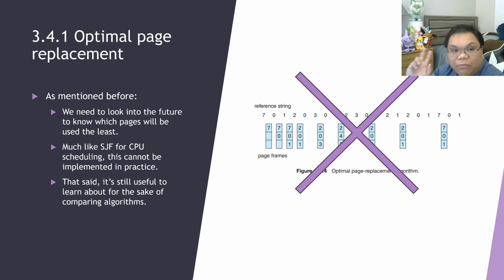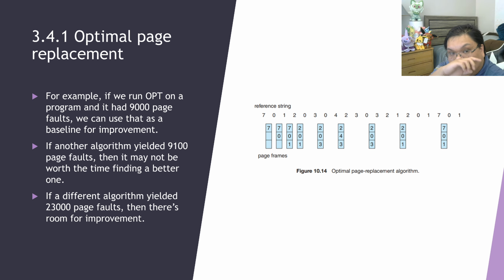As mentioned before, we cannot implement optimal page replacement outside of simulations. Much like shortest job first, we cannot implement optimal page replacement in practice because it requires information that we cannot determine ahead of time. That said, we can use it for simulations and as a means of benchmarking and seeing whether some other page replacement algorithm could be improved.